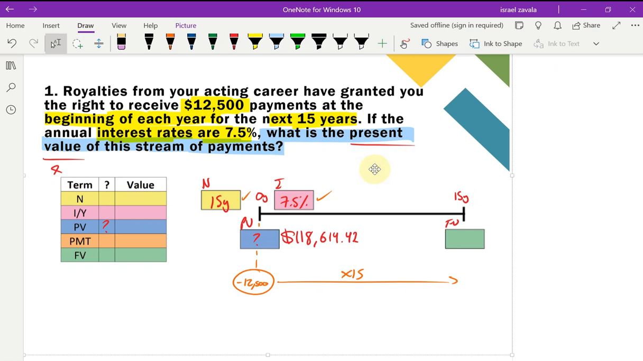All right, so pretty straightforward, right? Nothing really that crazy happening here. Leave me any questions that you might have. I'm happy to answer them. But that's the present value of this stream of payments for 15 years discounted back at 7.5%. That's what that $118,000 is, what it's worth today. If you had the cash in hand, that's what it would be worth.